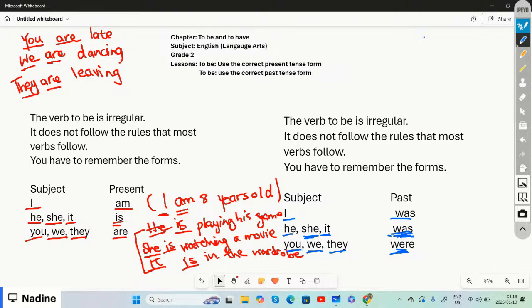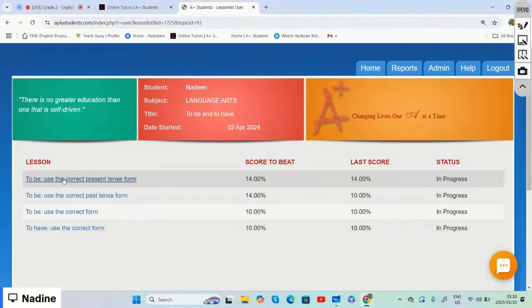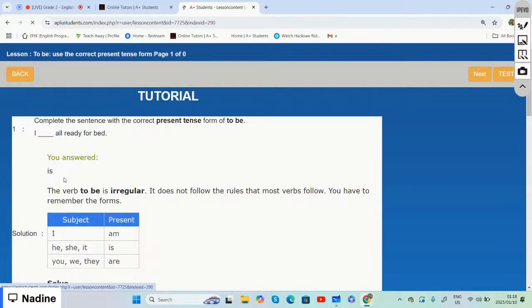All right, so now we're going to aplusstudents.ca and we're going to use the correct present tense form. So we're first going to focus on the present tense form and then we're going to move on to the past tense form.